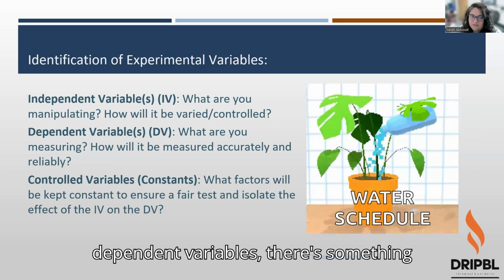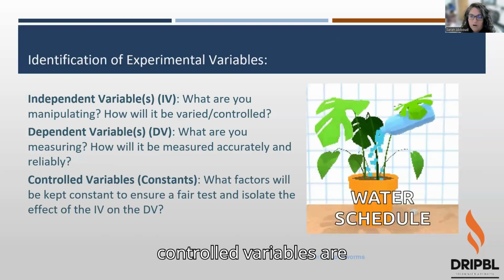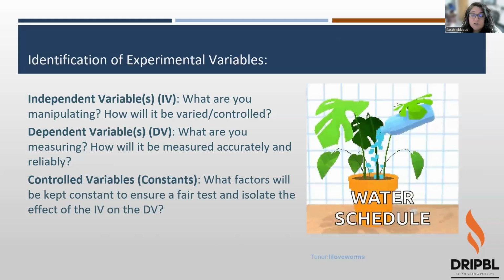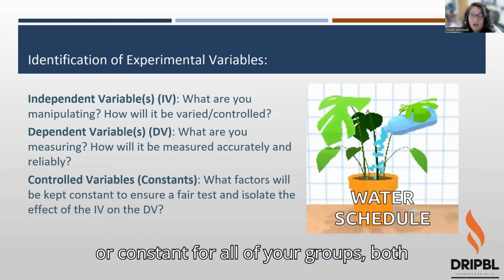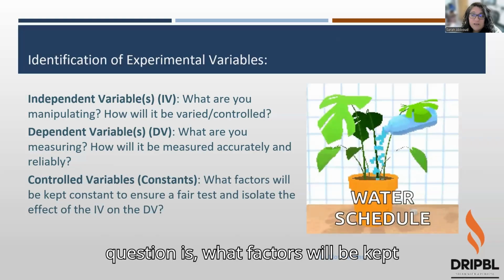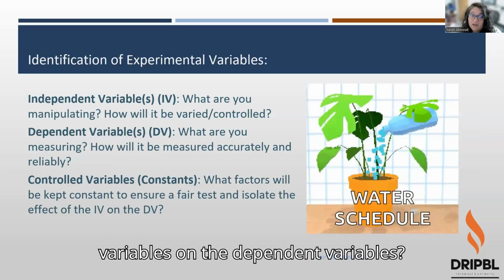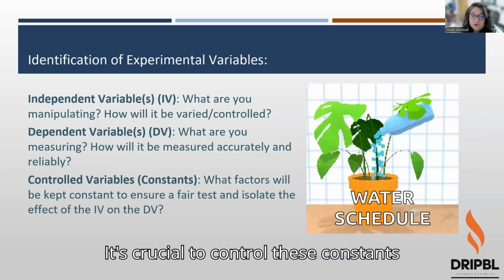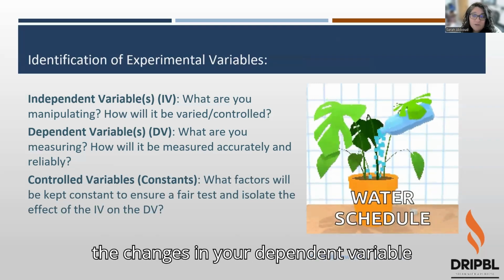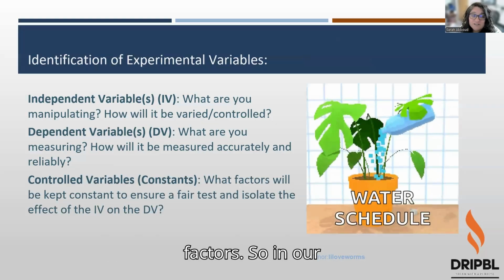Outside of independent variables and dependent variables, there's something called controlled variables. Controlled variables are also known as constants. These are the other factors in your experiment that you need to keep the same or constant for all of your groups, both experimental and control. The main question is, what factors will be kept constant to ensure a fair test and to isolate the effects of the independent variables on the dependent variables? It's crucial to control these constants because if they vary, you won't know if the changes in your dependent variable are due to the independent variable or not. They could be due to these changing factors.